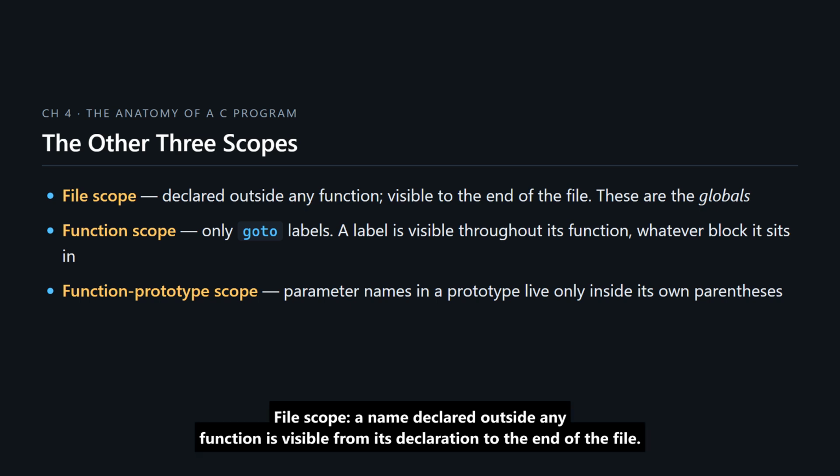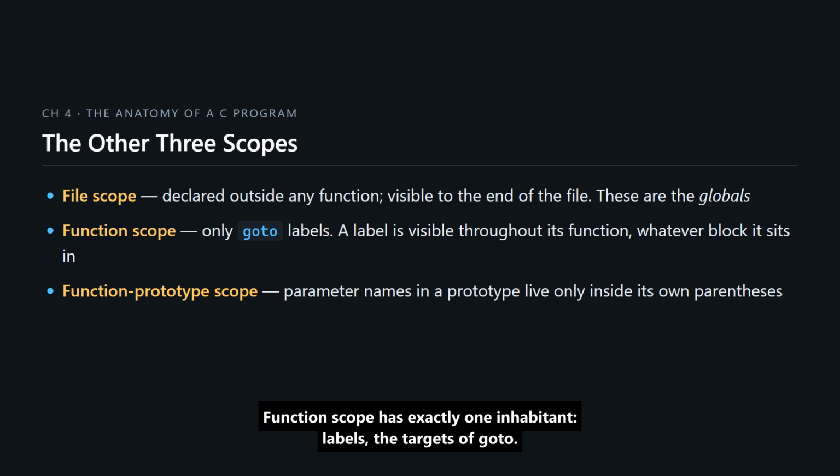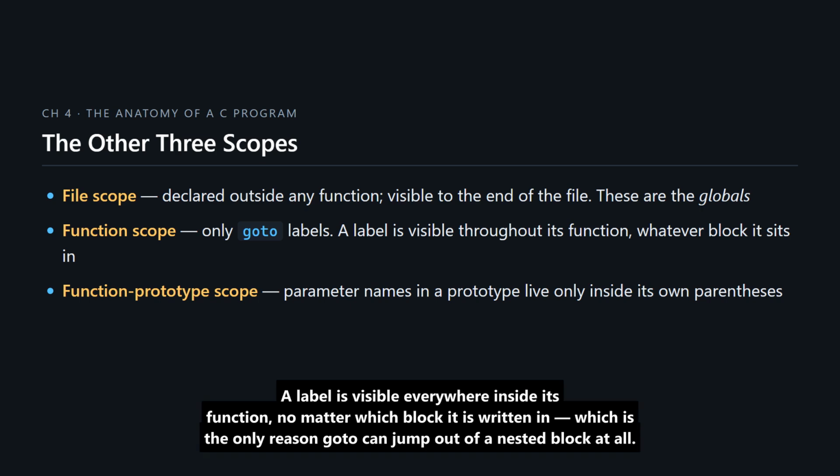File scope, a name declared outside any function, is visible from its declaration to the end of the file. Those are what everybody calls globals, and we will look at them properly in the next lesson, because file scope is where the interesting question is not visibility but linkage. Function scope has exactly one inhabitant: labels, the targets of goto. A label is visible everywhere inside its function, no matter which block it is written in, which is the only reason goto can jump out of a nested block at all.